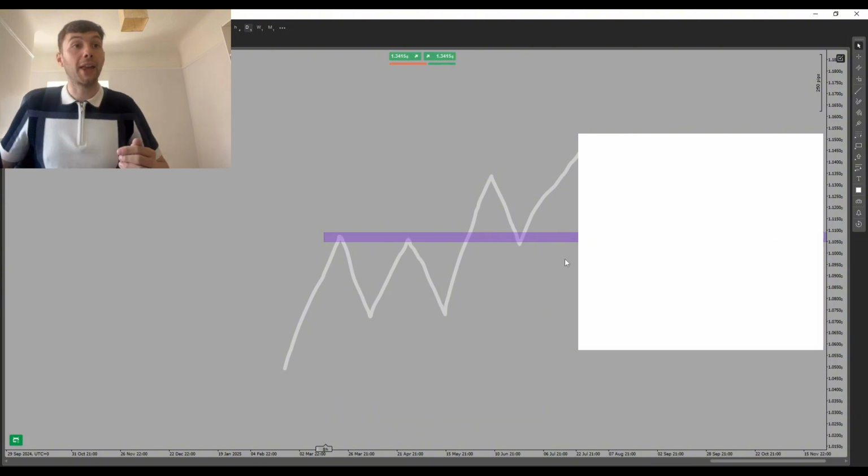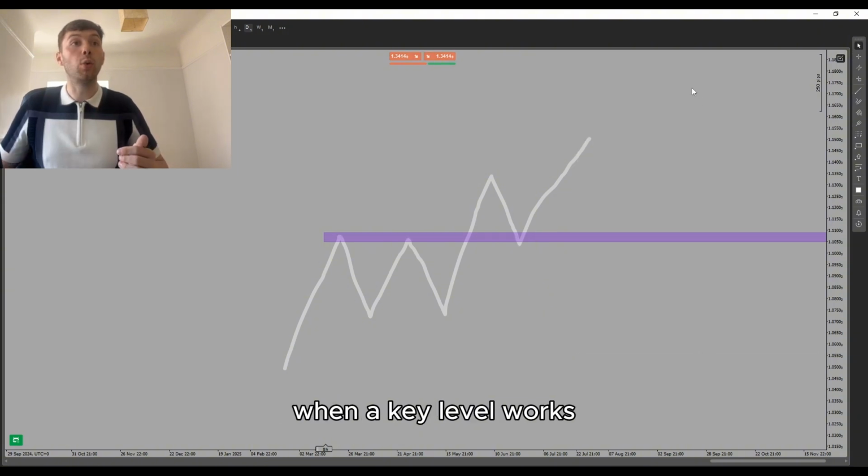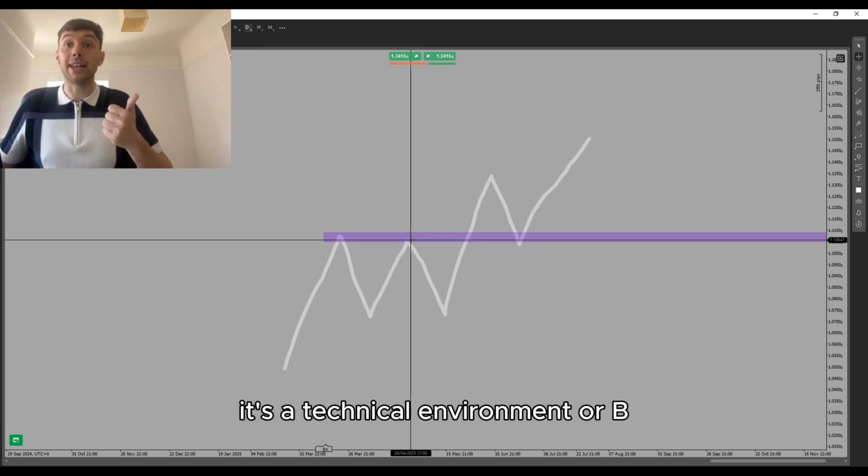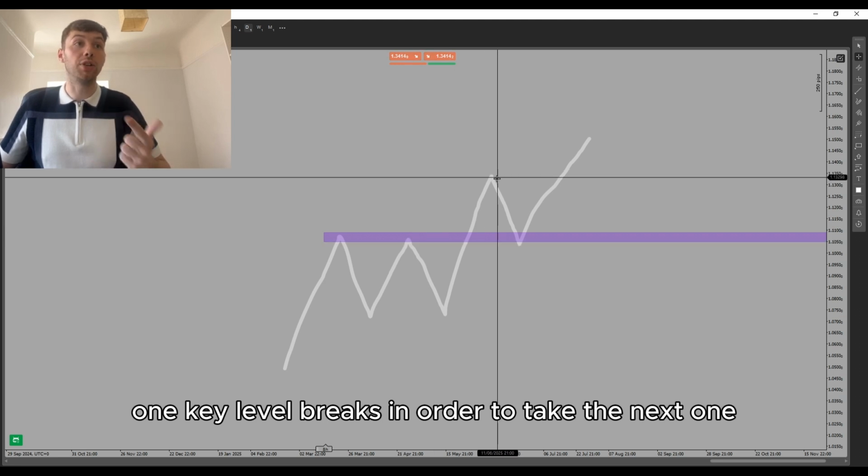So again, to recap, when we have a good break and retest working, it's usually when the fundamental narrative has not changed. Now, as I mentioned before, when a key level works the best is usually when either A, it's a technical environment, or B, one key level breaks in order to take the next one.